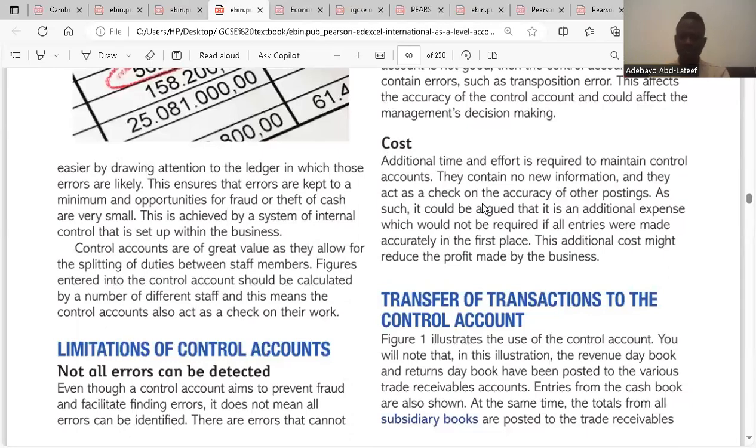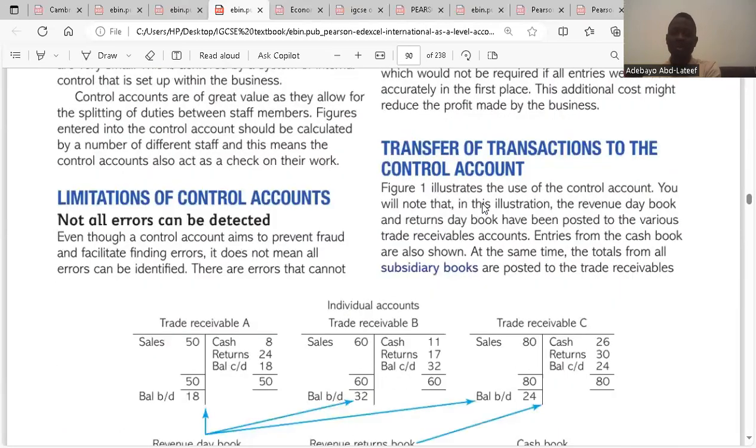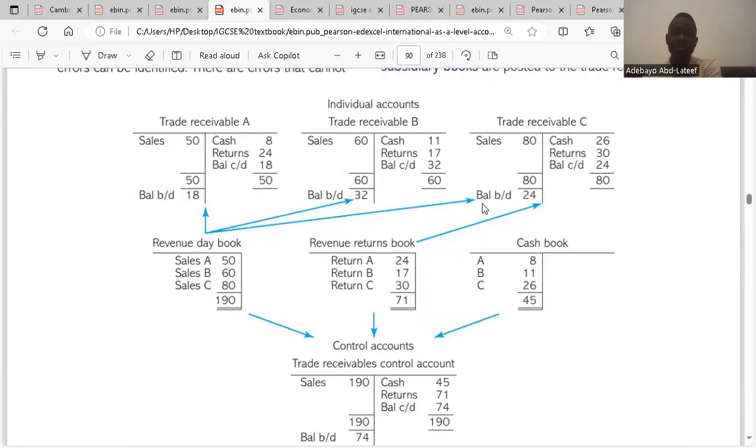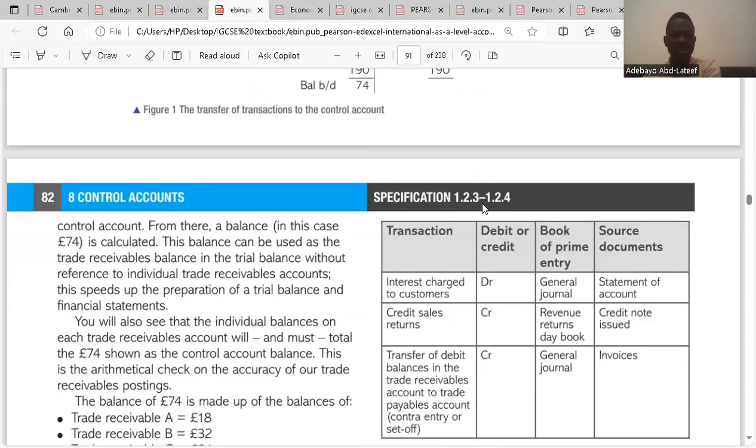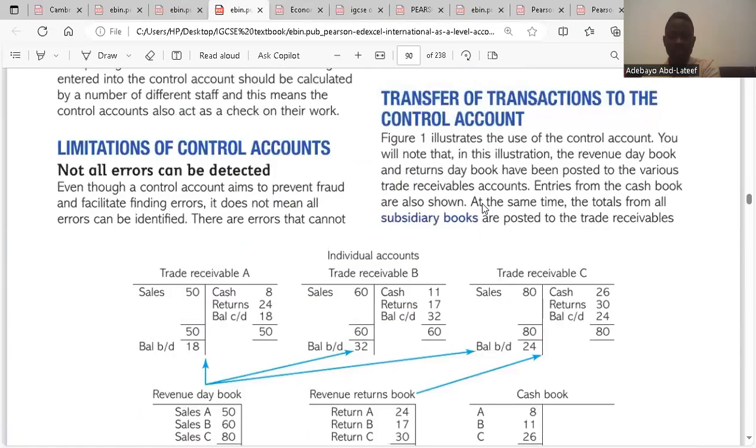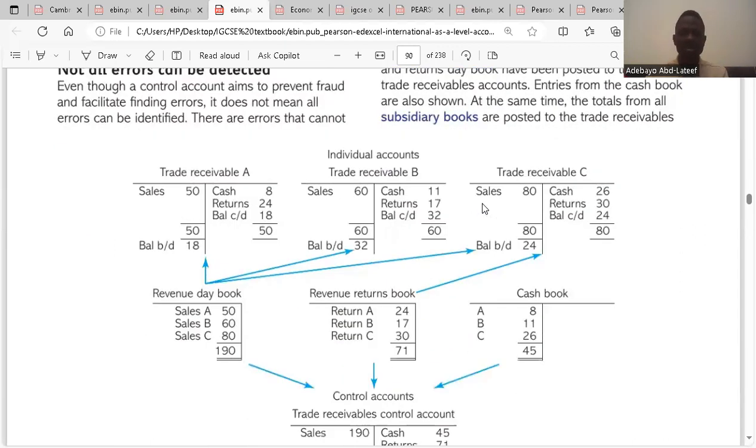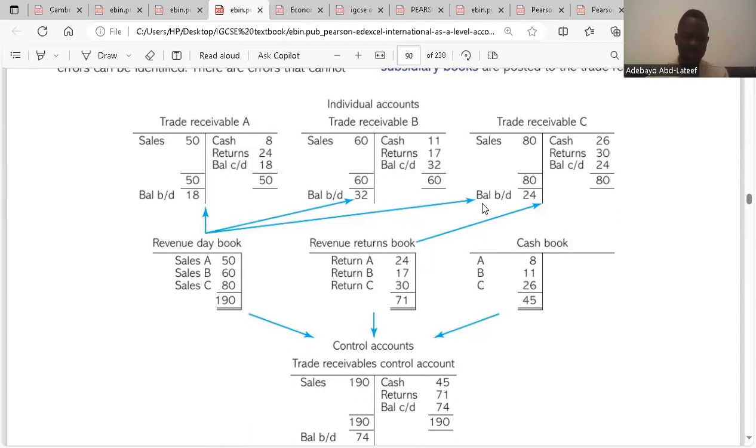So that takes us to transfers of the transaction to the control account. For the transfers, they said the use of control account. What are those things we put into the control account? We have our trade receivables, the individual trade receivables, the cash book, and also our returns and revenue day book. So your revenue day book, your revenue returns, your cash book are all that goes into the control account for sales. Then we have the purchases: credit purchases, purchases returns, and cash.